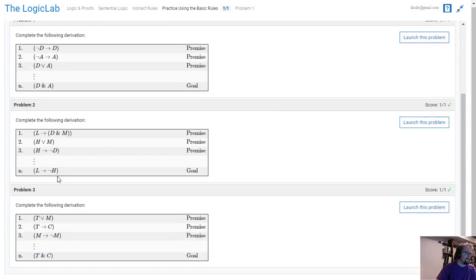Let's see, problem number 2. If L, then not H. So what you want to do here, quite directly, is set up a conditional introduction. You will start off with L. You have to conclude to not H. Right? If I have L, then I can pull out D and M from line 1.